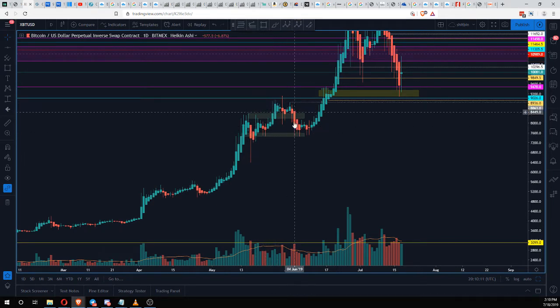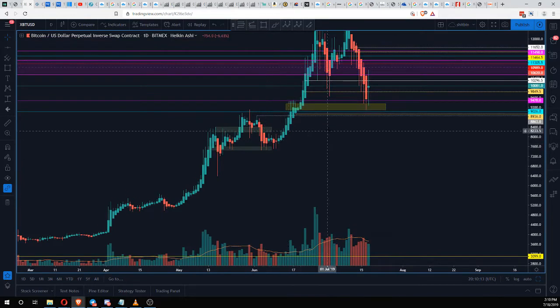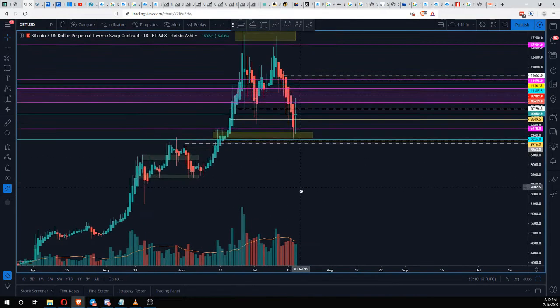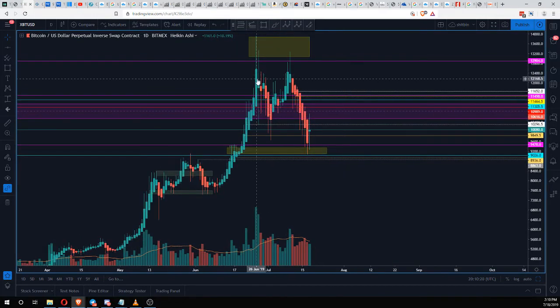We got another shock wave, breaks down. Got a little shock wave, breaks up. Shock wave, break up. All the way up to the blow-off top that we saw earlier in June.